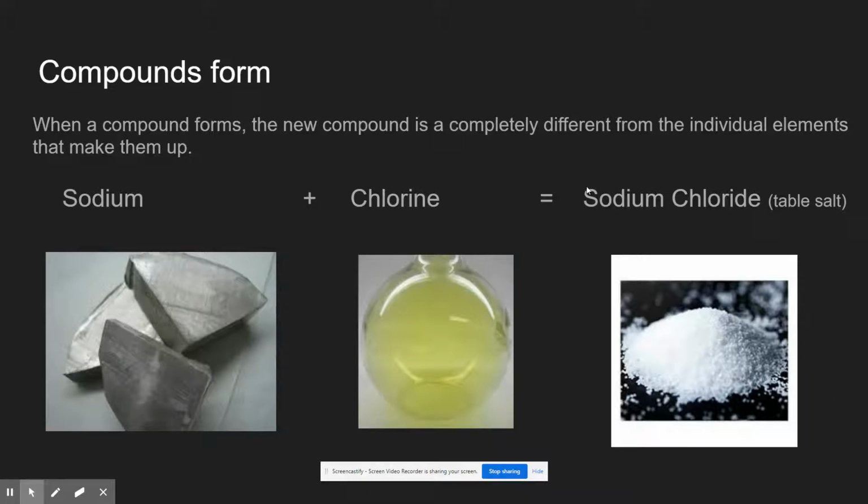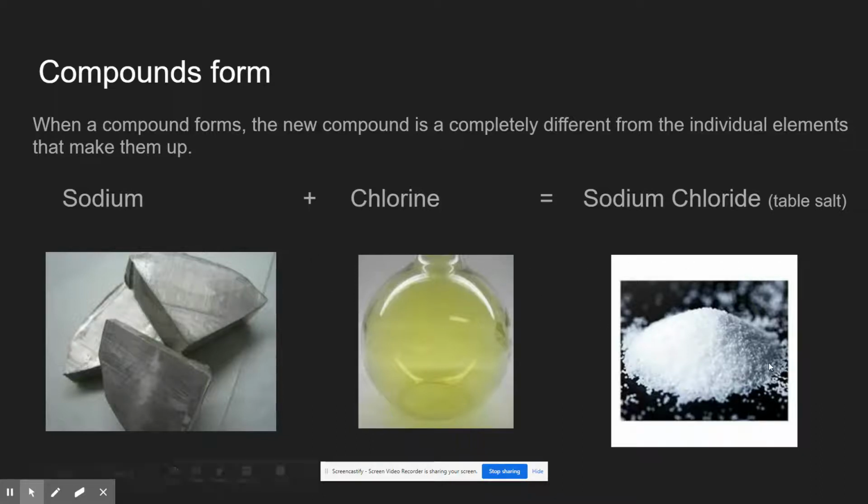Like sodium is a cuttable metal. You can cut it with a knife. It's very brittle, highly reactive. Chlorine is a poisonous gas. When those two things react, though, they exchange just one electron, just like what we did in the last example. One electron goes from here to here.